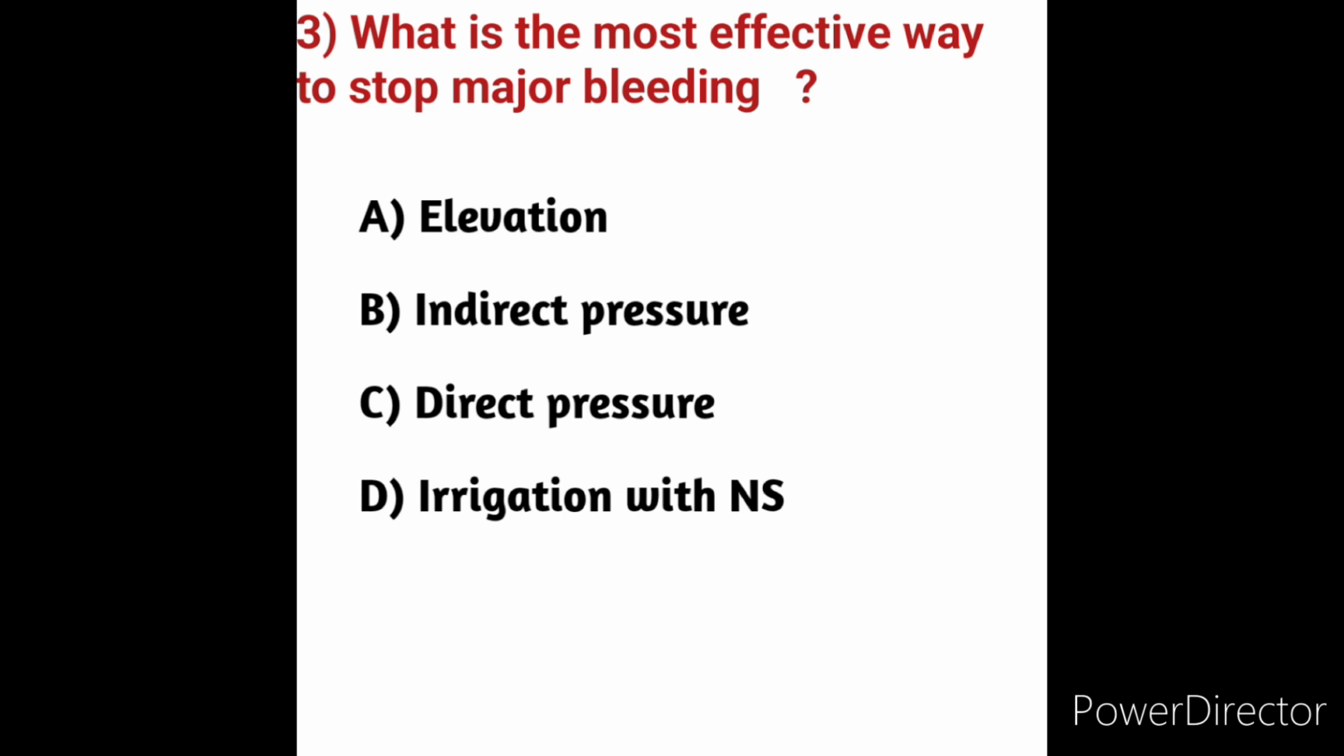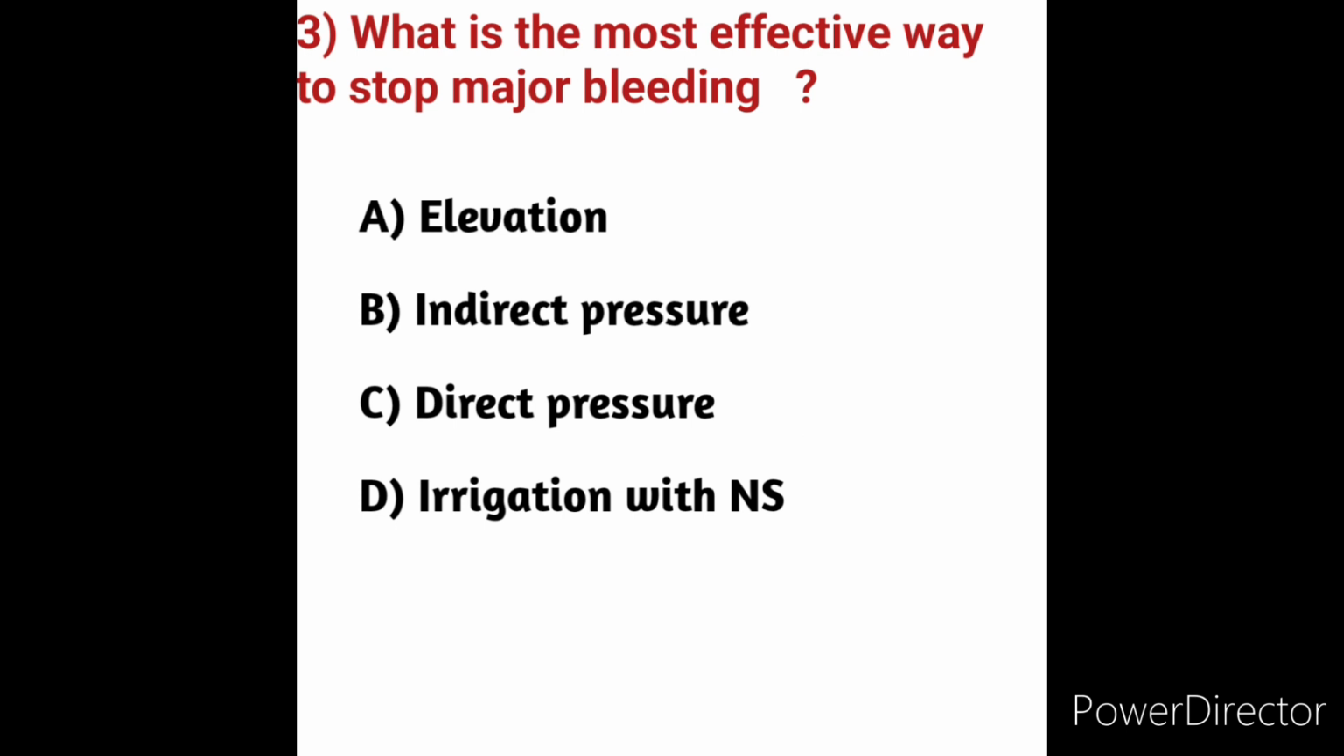What is the most effective way to stop major bleeding? Here the victim is having major bleeding. We will see the options. Option A, elevation. Option B, indirect pressure. Option C, direct pressure. And option D, irrigation with normal saline.